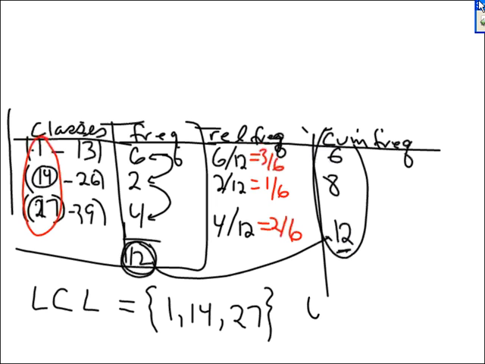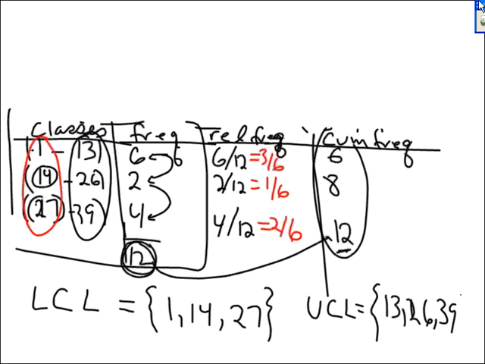What are the upper class limits? Well, those are just the right-hand numbers. The largest number in each class. 13, 26, 39. Can always add 13. Always add 13. The question is, where do you stop? You stop at 39 for the upper limits. You stop at 27 for the lower class limits.